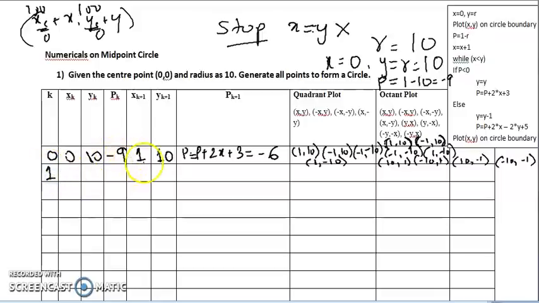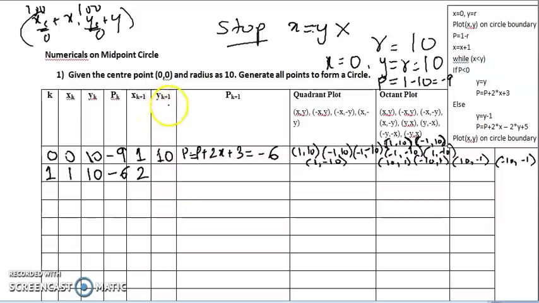So we move on to our next iteration, and our next iteration starts from 1. When my next iteration starts from 1, my xk plus 1 and yk plus 1 become the current values. So my xk is 1, next value is 10, and next pk is minus 6. Now I start with the calculations again. By default, my x is incremented by 1, so my 1 becomes 2.